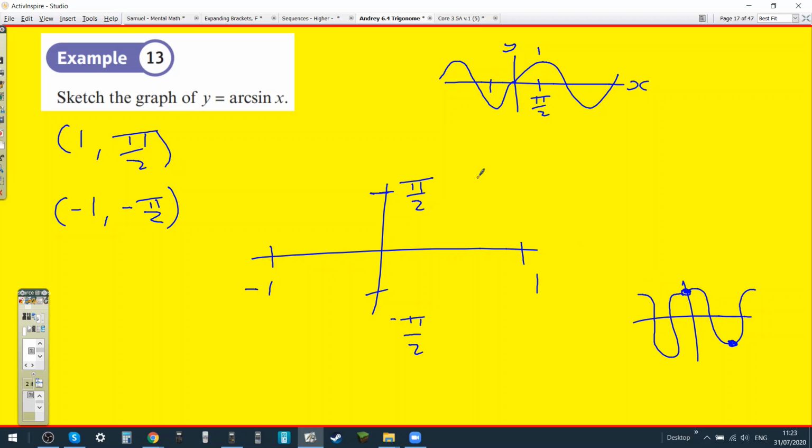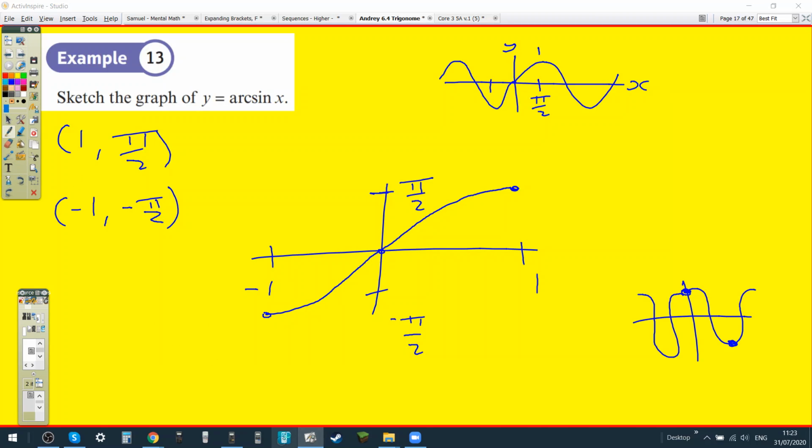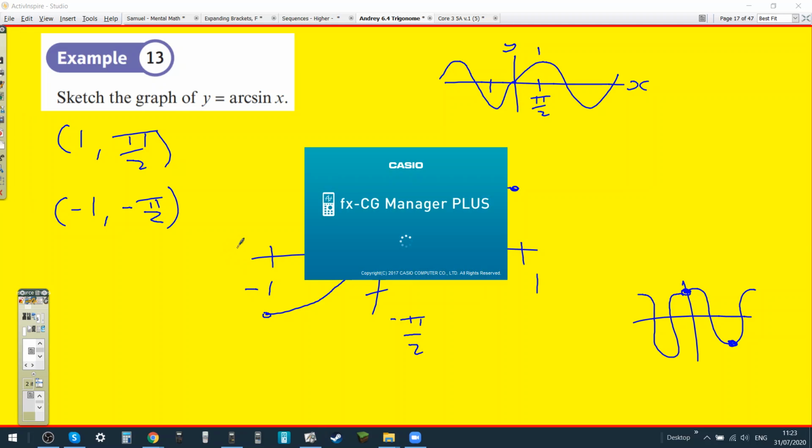Hang on. So we have to go from pi over 2 to 1. So it goes through 0, 0 and there. So it's kind of like that. Is that how it works? I think that was it. Yeah. Let me see. So hopefully it looks something like that. And of course, Andrey, you know me.